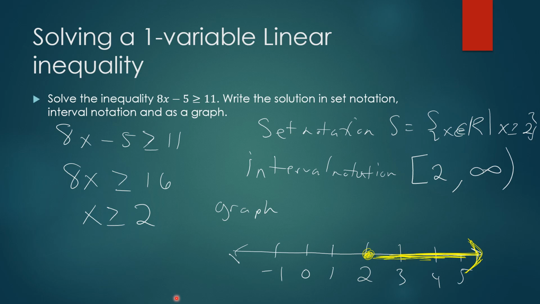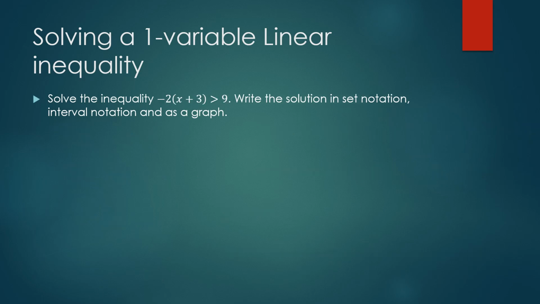We have done set notation, interval notation, and the graph. We'll do one more. So we're going to solve this inequality now. We're going to do the same thing as before and solve this similarly to an equation. So I'm going to distribute the 2, and then we'll have 15.